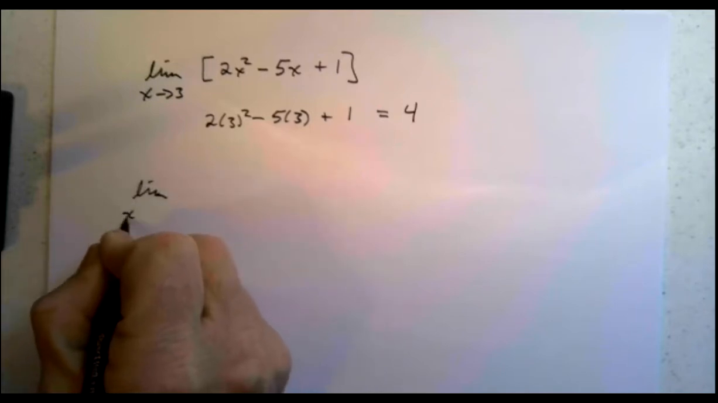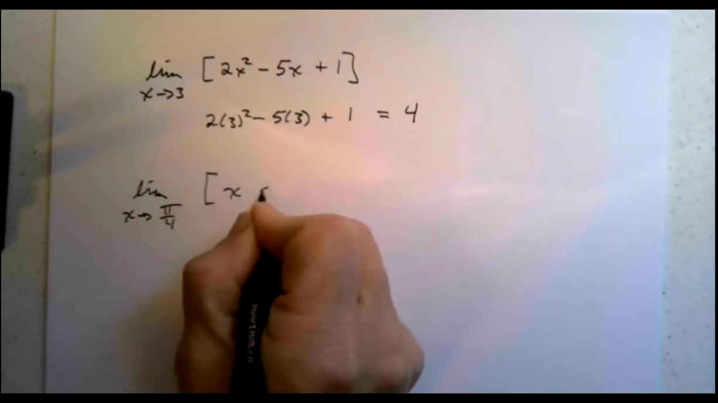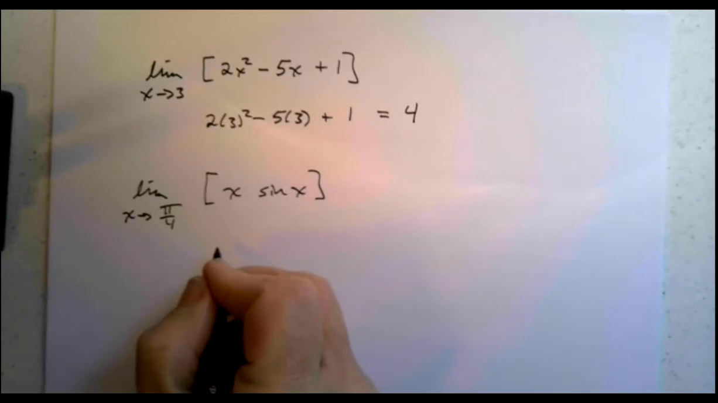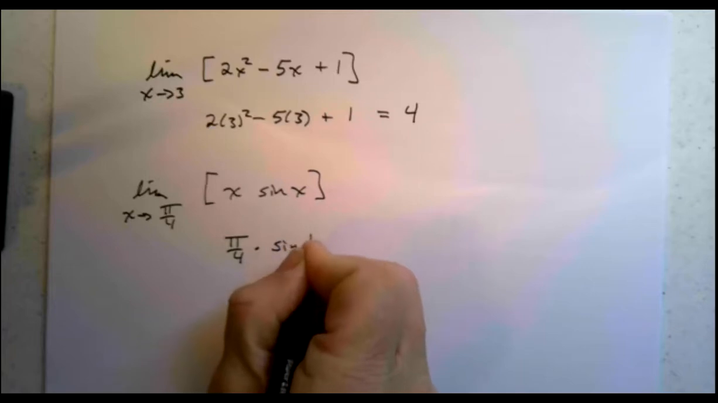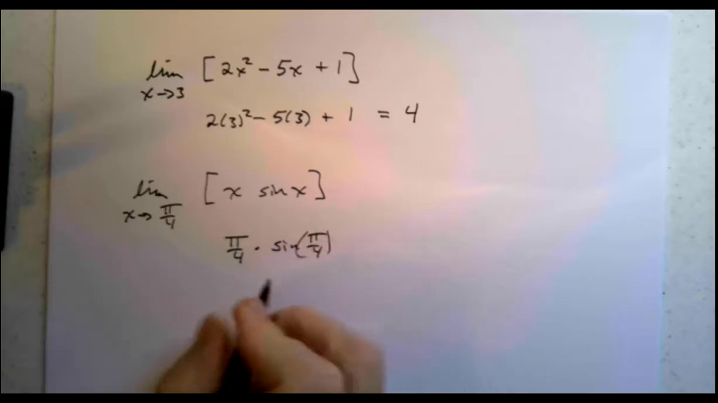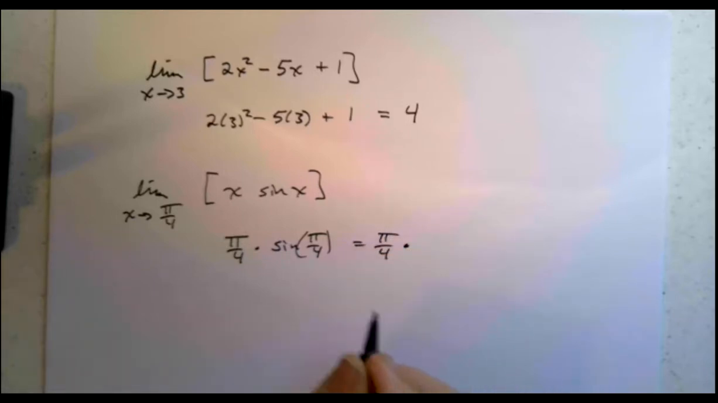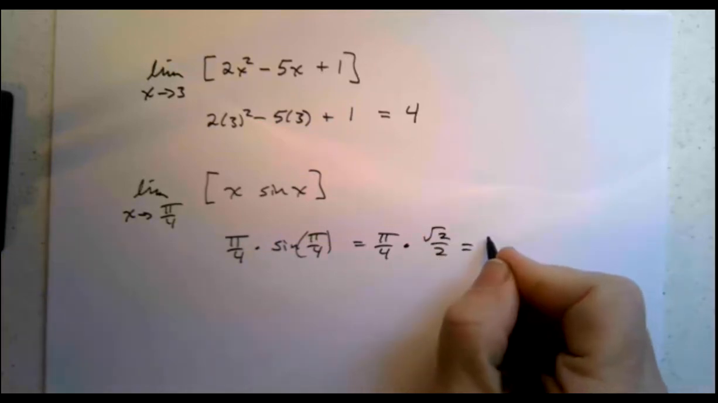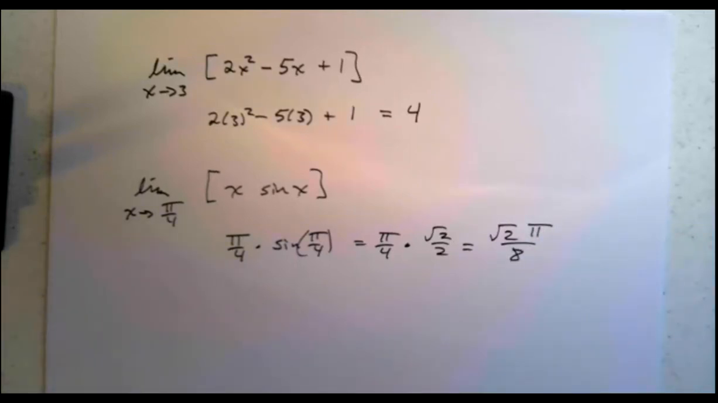So if I want something like the limit as x approaches pi over 4 of x sine x, what we do is plug in pi over 4 and see if it seems reasonable. Well, what do I get? I get pi over 4 times the sine of pi over 4, which would be pi over 4 times pi over 4's sine, which is either 1 over root 2 or root 2 over 2. I'll stick with that version. So we'll say we get root 2 pi over 8, which is kind of interesting.